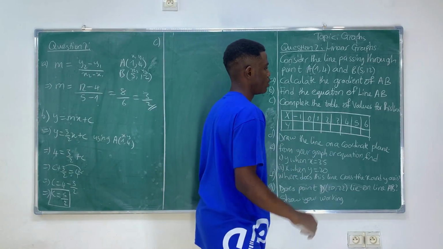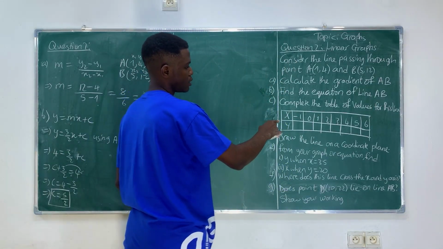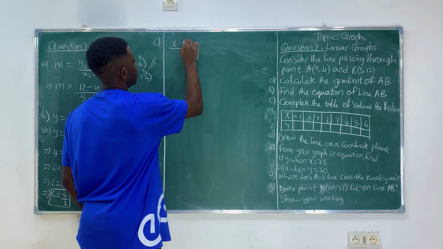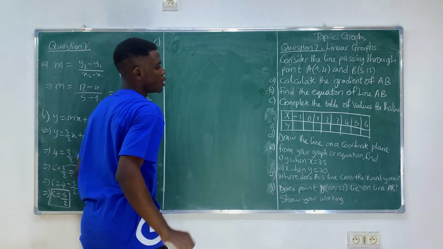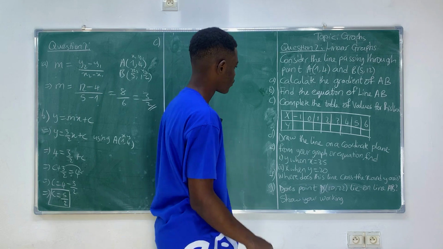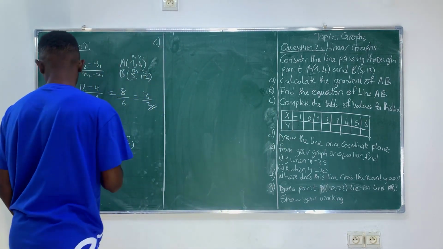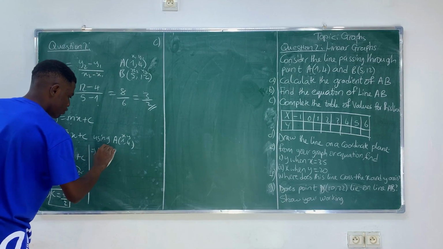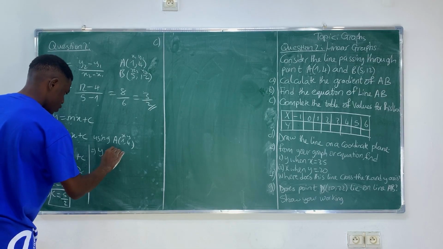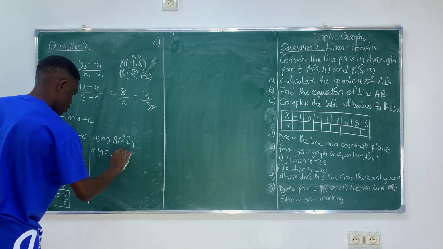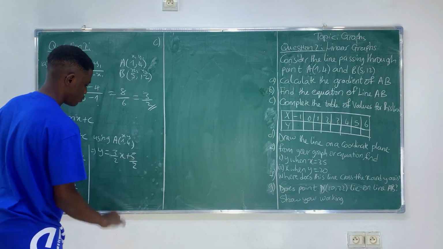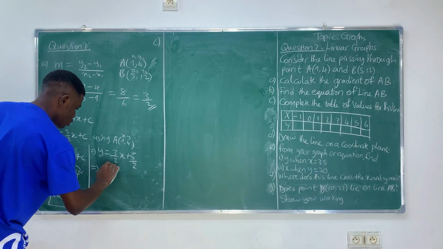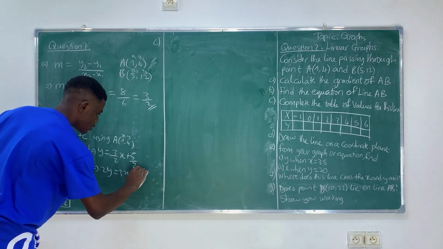C says compute the table of values below. So we have x, this. Okay, I'll have to compute it here to economize space. So my equation, okay, I found c, which means my equation of the line is y is equal to 3 on 2 x plus 5 on 2. I'm seeing that there are fractions here, but I don't want to deal with fractions. So I'm multiplying everything by 2. I'm going to have 2y is equal to 3x plus 5.